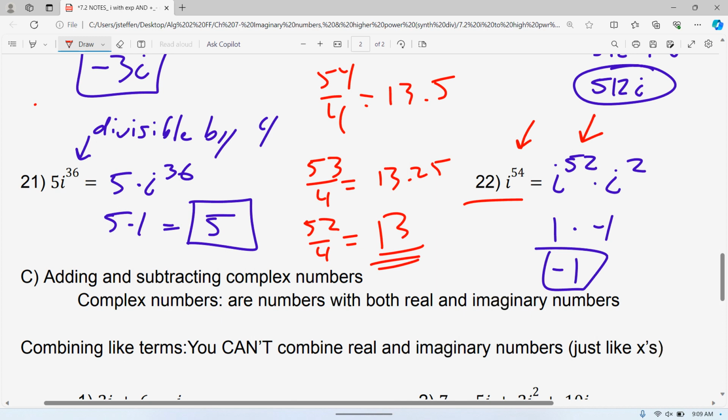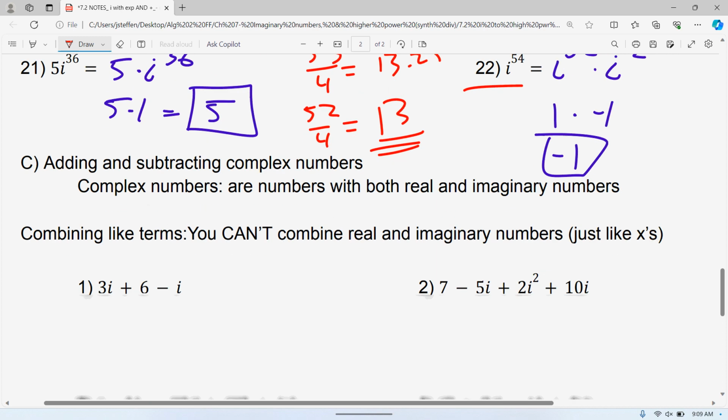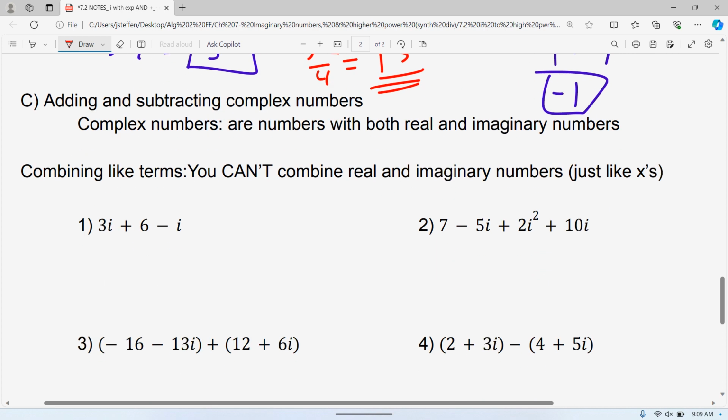Okay. We only have about 5 minutes left, but that should be sufficient time. The next thing we're doing is adding and subtracting complex numbers. Matt, take a break. I'm just kidding.